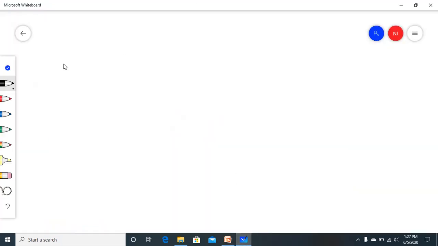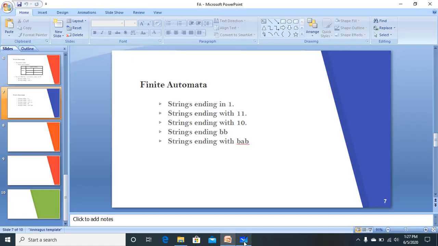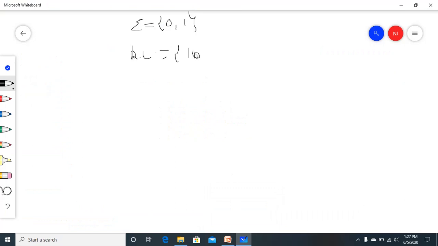Strings ending with 10, as usual, we have to take the epsilon part. The epsilon part is nothing but our 0 as well as the 1. What about the regular language now? I hope you understand. Strings ending with 10 means the first string is 10, or the starting doesn't matter, either 0, either 1, or epsilon, but the condition is that the string ends with 10 here only.